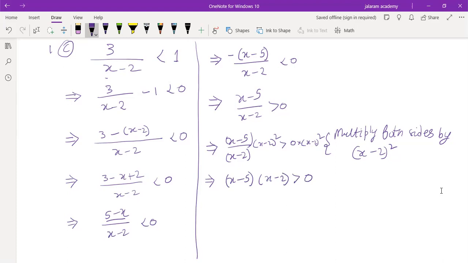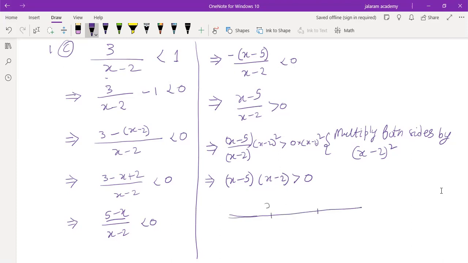Now, if this is an equation, it has two zeros. What are the two zeros? x minus 5 is equal to 0 and x minus 2 is equal to 0. The zeros means it has two values of x. So what are the two values of x? 5 and 2. This is when it is an equation, but it is an inequation. So 2 and 5 are not the solution. Understood? So mark them on the number line.